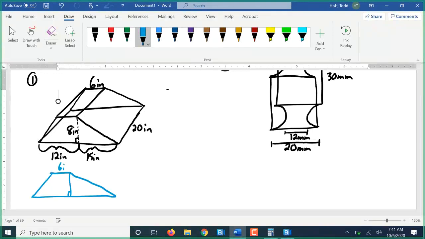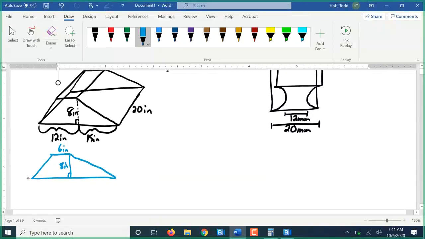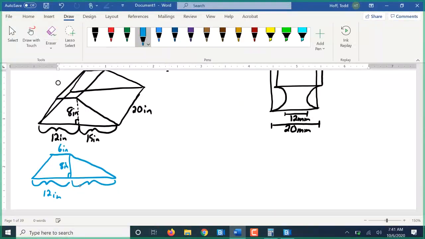The top here is 6 inches. This height is 8 inches. And the lower base is split into two pieces. We have 12 inches there and 15 inches here. So first step, of course, in finding volume or surface area is finding the area of the base.